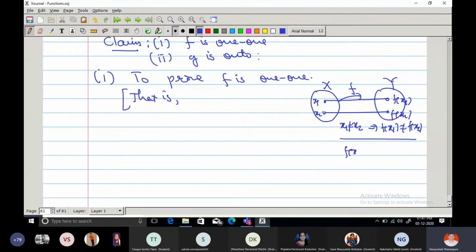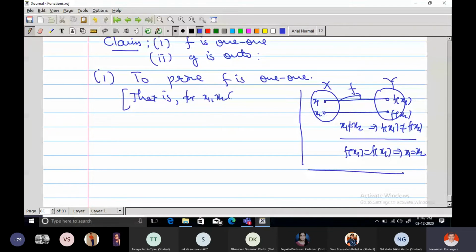Yes, sir. Right. So what is our claim? f is 1-1 means that for x1 and x2 in X, f of x1 is equal to f of x2 implies x1 is equal to x2. This is what we want to prove. We want to prove that f is 1-1. So how to prove this?